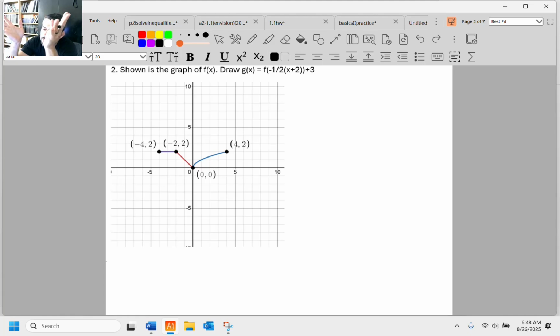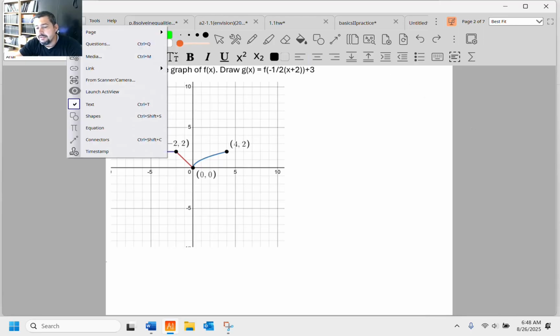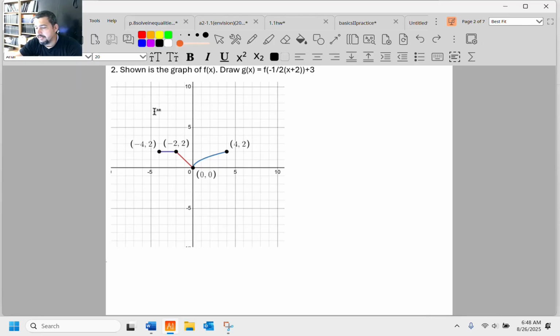1.2 day 2 homework, transformations, one of your favorite things. This is number 2. We're supposed to draw g of x being negative f sub negative 1/2 of x plus 2 plus 3. And the big thing on these is just knowing order. That's the big deal. The order that you follow is BAHK. So let's identify our letters.